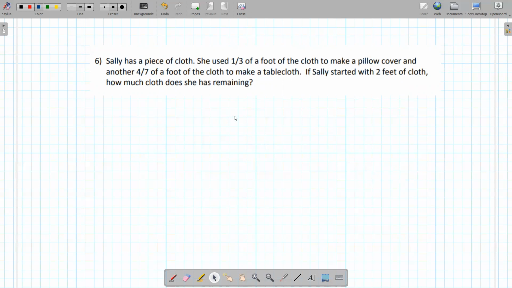So here, they're saying 1/3 of a foot of cloth. She started out with 2, yeah? So let's say this is 1 foot, this is 1 foot. So 1/3 is going to be this chunk here. She used this to make the pillow cover. And if you divide this into 7 parts, she used 4 of them to make the tablecloth, right? So we're looking for the chunk in the middle. So this is subtraction.